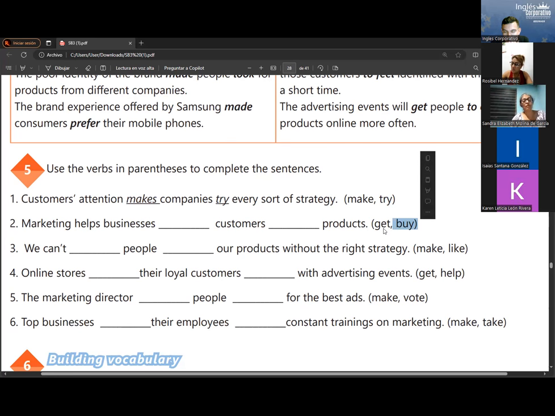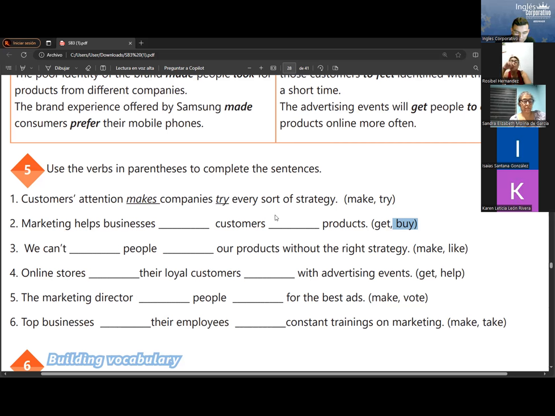I can tell you that always when we use the verb get, we have to use to with a verb because it will depend on the context. But here, yeah, you have to use to buy. A comprar. Esa preposición to significa a comprar. To buy. For example, let me see another. The marketing director make people vote. Por ejemplo, ahí no utilizamos to vote. People vote.